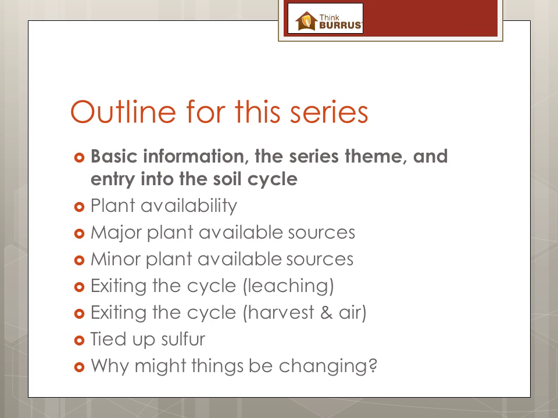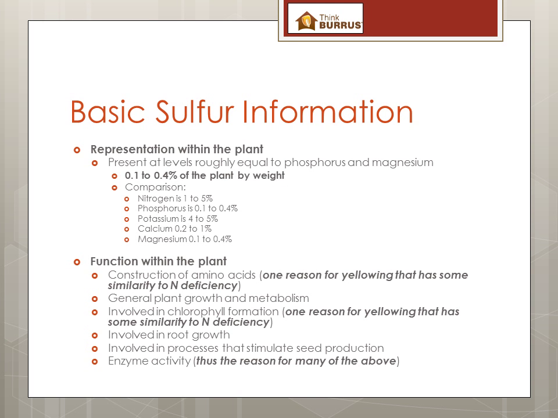But let's begin by talking about that basic information, the series theme, and how sulfur actually enters into the sulfur cycle. Now, sulfur is usually considered a secondary nutrient, so not a macronutrient or a micronutrient, but a secondary nutrient. It's present within the plant at levels that are roughly equal by weight to the amount of phosphorus and magnesium in that plant. So 0.1 to 0.4% of the plant by weight.